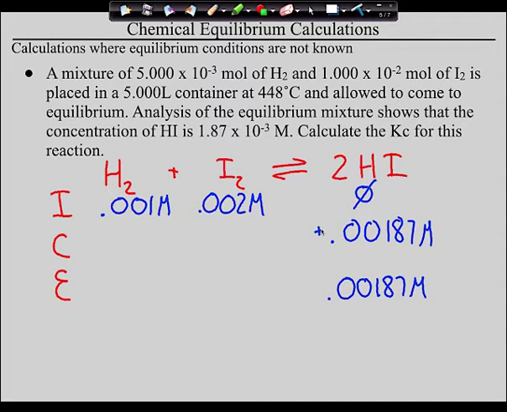Does that make sense? So think about it this way. Let's use prettier numbers. What if we had 20 of these? Well, we lost 10 of each of those. It's half as much. So guys, the consumption then would be 0.00187 divided by 2, I'm just going to round horribly and make this 0.009 and 0.009, and these go down.